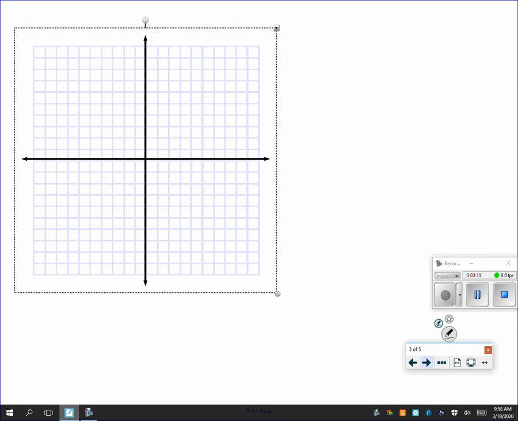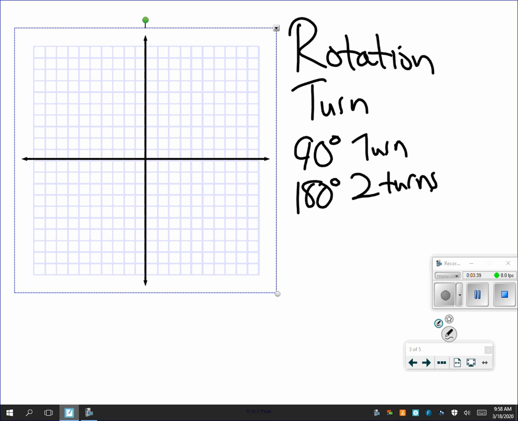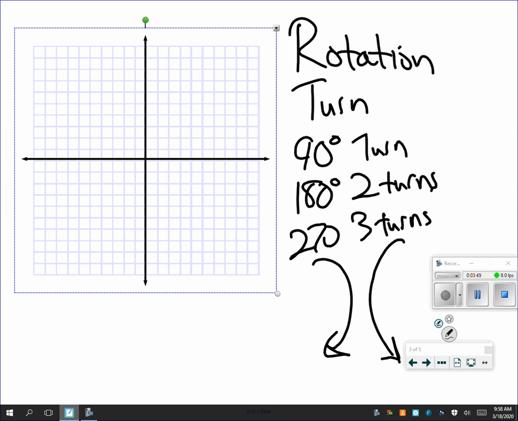All right, our next one is rotations. And that's a turn. So on a rotation, we are turning it, and we're mainly focused on 90 degrees, which would be 1 turn, 180, which would be 2 turns, 270, 3 turns. All right? In 2 different directions, you've got your clockwise rotation, and you've got your counterclockwise rotation. So however many turns.